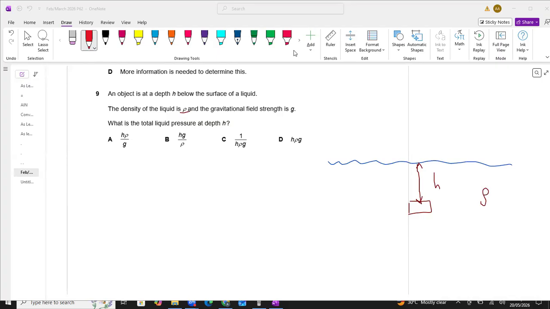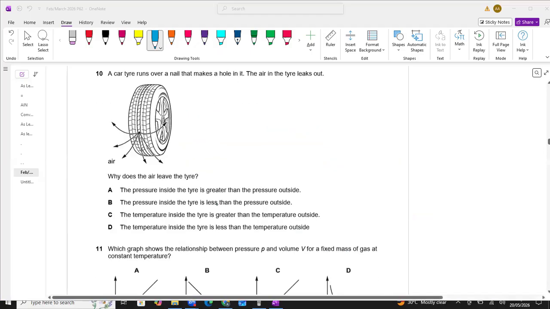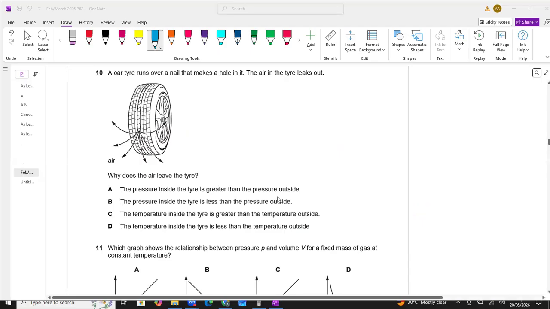What is the total liquid pressure at depth h? So basically, the pressure of a liquid formula is rho g h. Rho is the density of the liquid, g is gravity, and h is the depth of the liquid. So the pressure formula is rho g h. So you can see option D is the correct answer: the total pressure of the liquid at depth h depends upon the depth h, density, and gravity. All right, so this question was very easy. Question number 9. Okay.